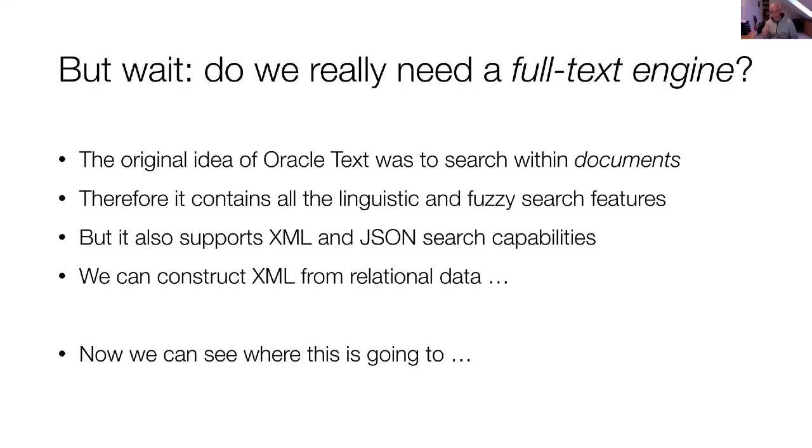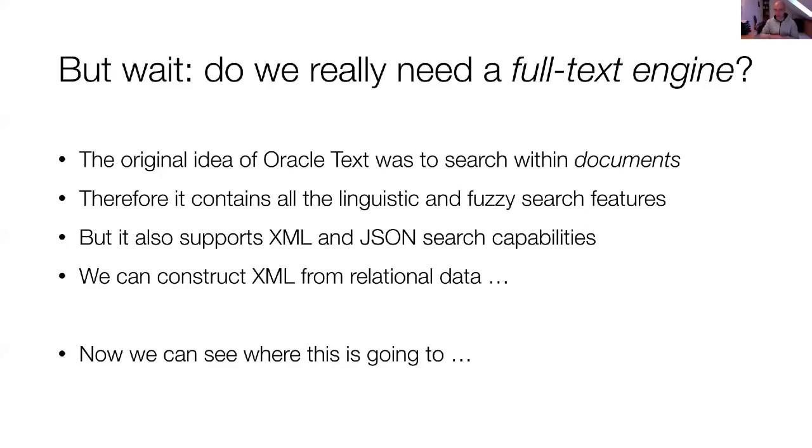Now you can think about, what if we construct an XML document from our relational data and treat it as a document? You might see where this is going. The only thing which is now a bit ugly is, do we really have to construct XML and materialize XML in a separate table? I give you the answer right now. No, you don't have to. Oracle Text even allows you to create these XML documents on the fly during indexing.